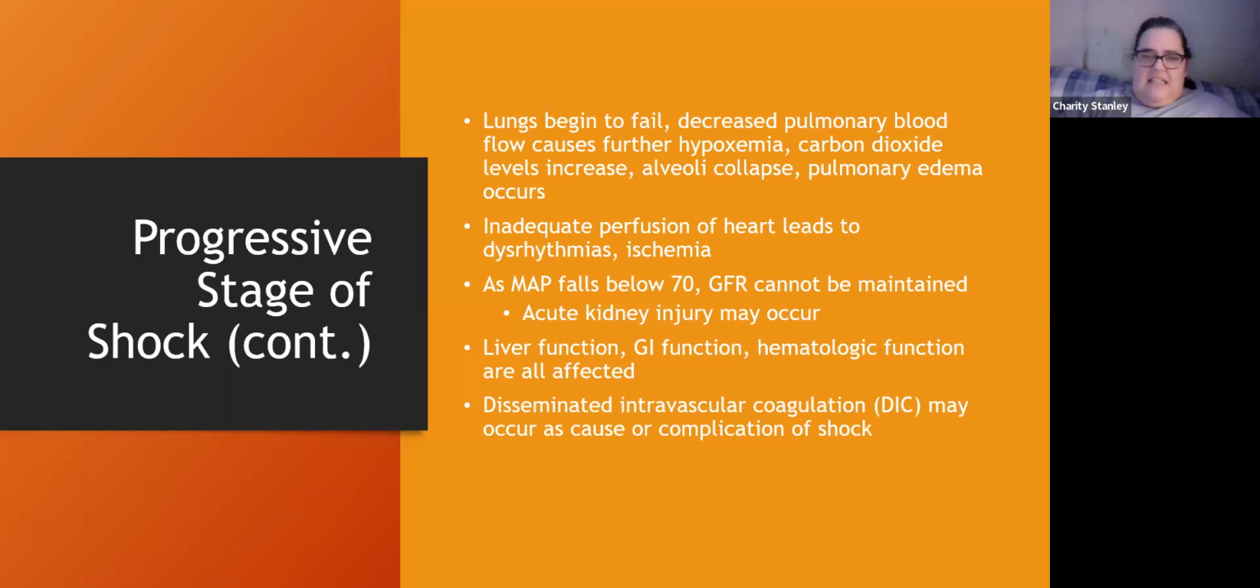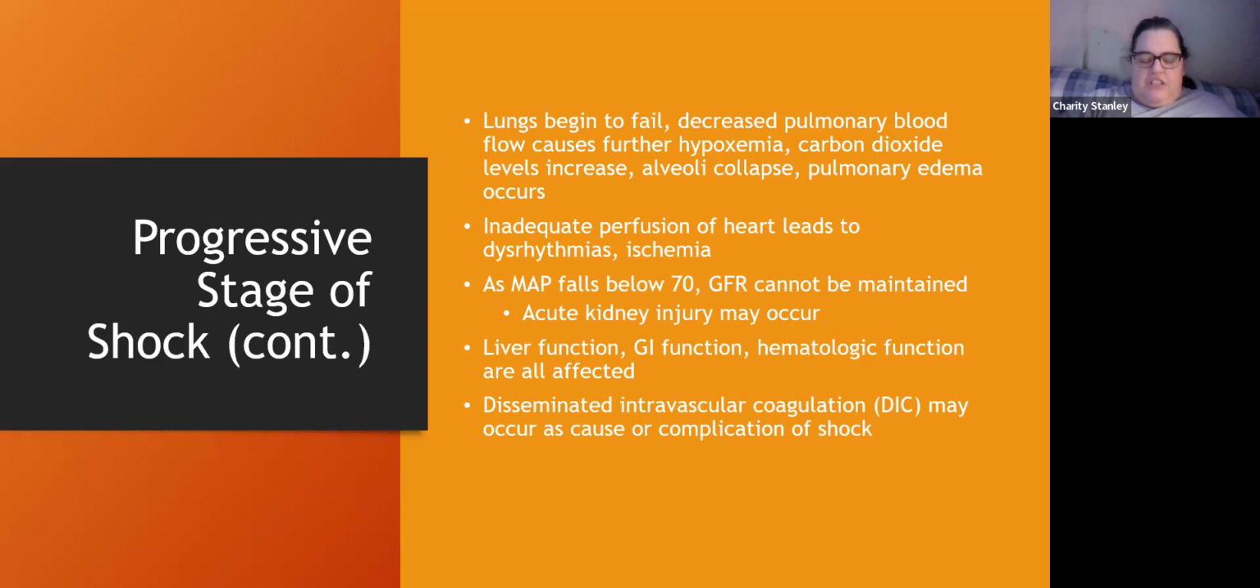Once my heart starts getting ischemic, then it's not going to be able to pump correctly. It's not going to be able to feed itself with blood and get enough oxygen because the lungs aren't working right. And so you're going to start to have cardiac ischemia, which is going to contribute to dysrhythmias happening. As your mean arterial pressure falls, the GFR of the kidneys can't be maintained, and you'll start to see creatinine levels go up because acute kidney injury starts to occur.